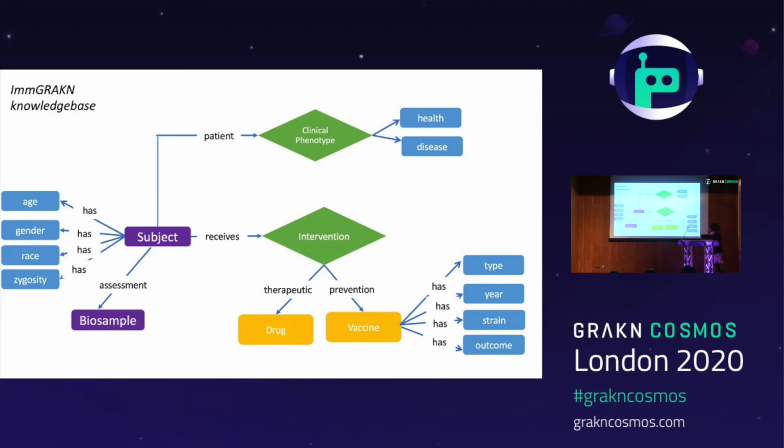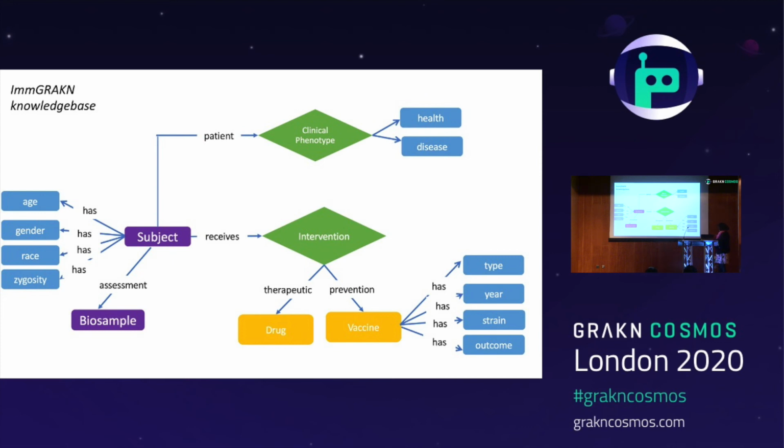Here's the subject. Subject has attributes like age, gender, race, zygosity, because I had twin data, and they said yeah, there are genetic components which contribute to the vaccine response. So we have monozygotic and dizygotic twins that influence the vaccine response. We have biosamples, and then this subject receives an intervention, either prevention, which is like the vaccine, or therapeutic, which means they are taking some kind of medications if they're in the disease group, and healthy as well. So basically a subject is a patient, and so then that's a clinical phenotype.